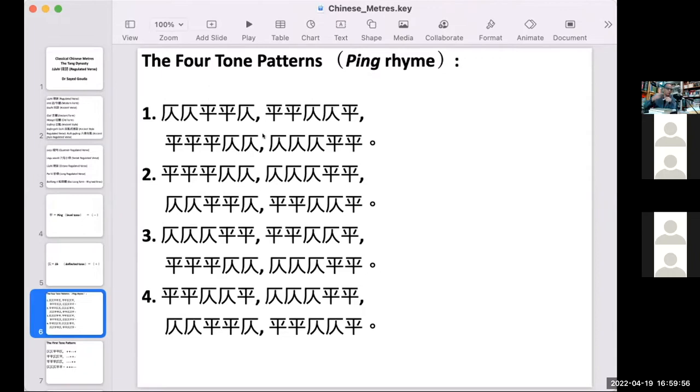The same pattern repeats. So for example, this one, zi zi ping ping zi ping ping zi zi ping. Then ping ping ping zi zi zi zi zi ping ping. That means this is the second line and this is the fourth line, it ends with ping. Then we know that this is a ping rhymed poem. The same with all the other patterns. There are different patterns, but as we can see, the second and the fourth end with ping. Then we know this is ping rhyme.